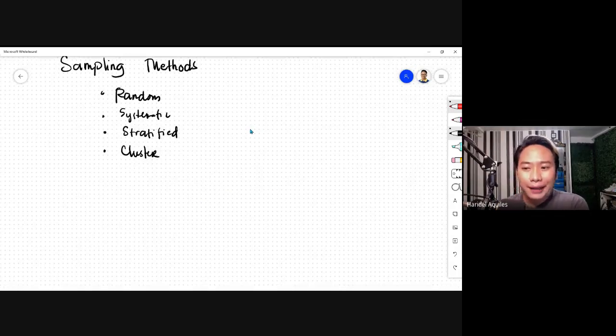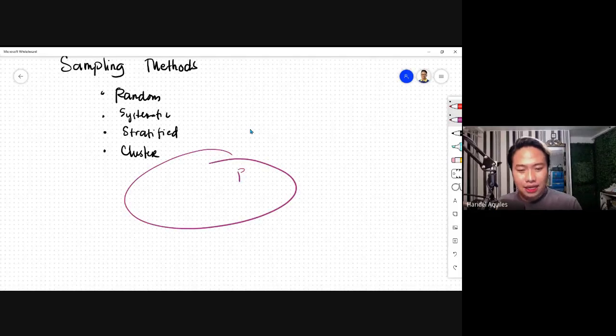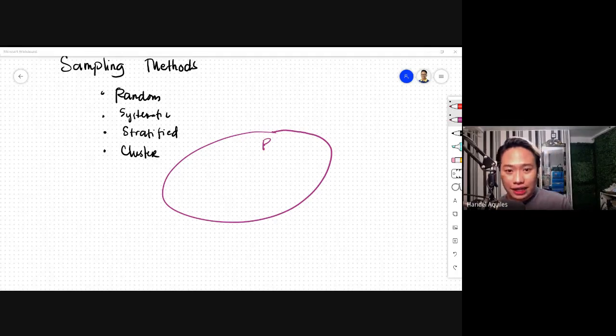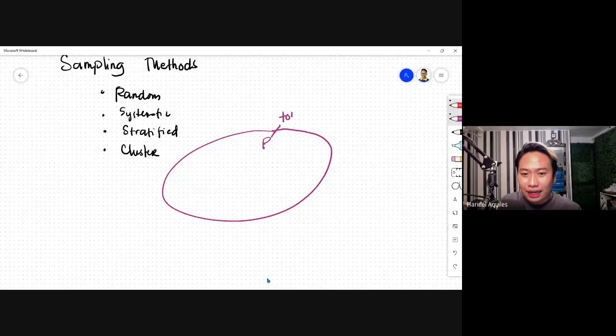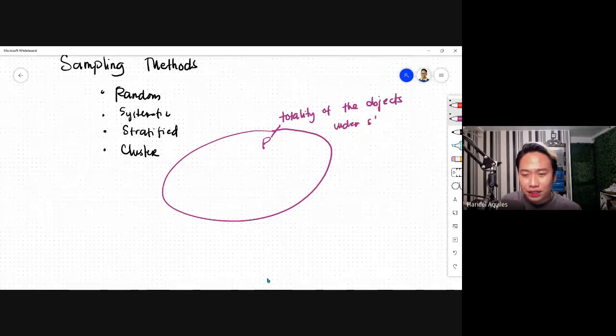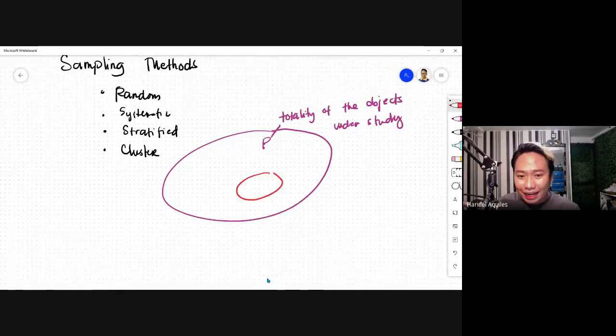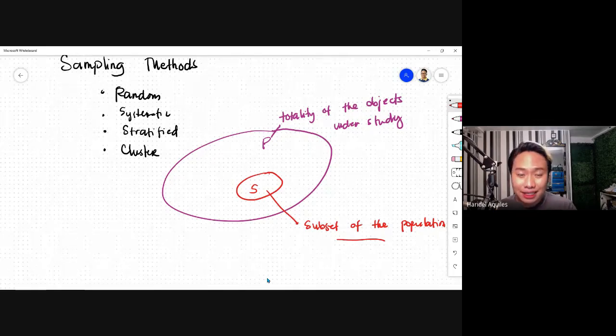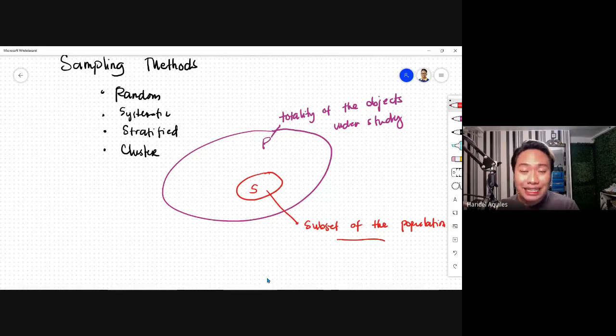Now, if you still remember, the definition of a population, guys, is the total or the entirety of the population or objects that are under study. So when you say population, it's the whole thing, guys. So population means the totality of the objects, or it can be people, under study. And then when we pick a sample, it should be within the population. In other words, a sample is just a subset of the population. When we pick a sample, it should have the same characteristics as the population, because it wouldn't make sense to take your sample outside of the population.